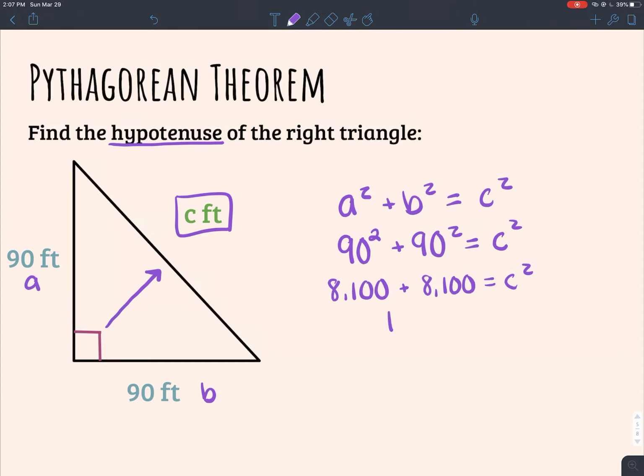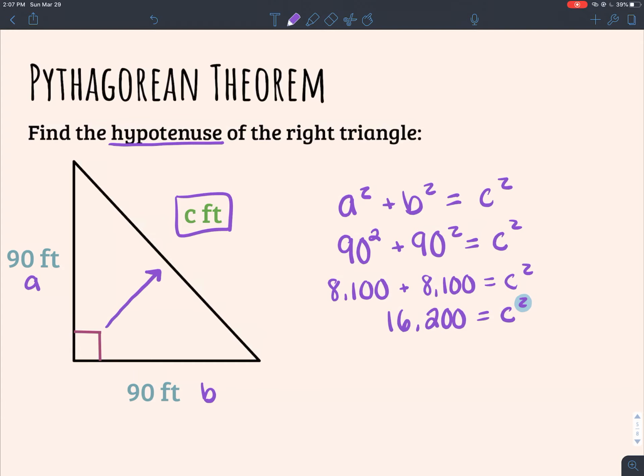When we add these two together, we get 16,200 is equal to c squared. And so it looks like we're done because we're left with c, but what's really important is this 2. We have to remove that. And so here's the thing.